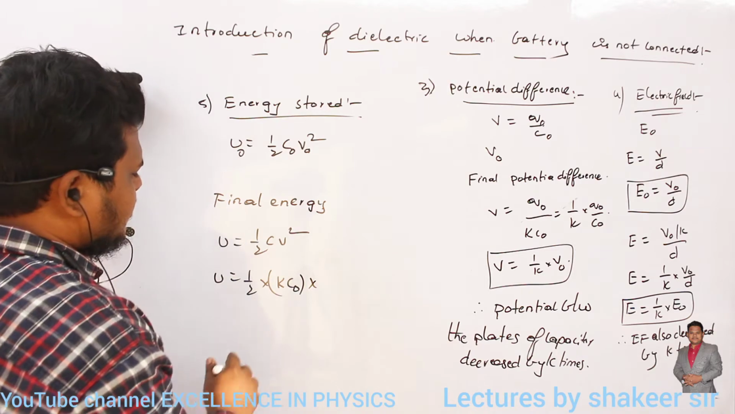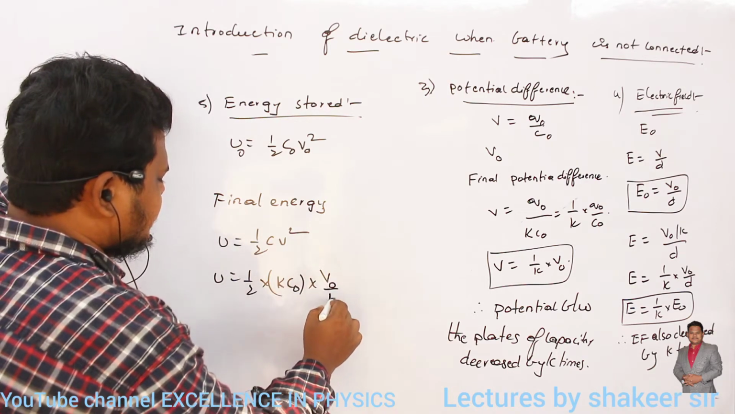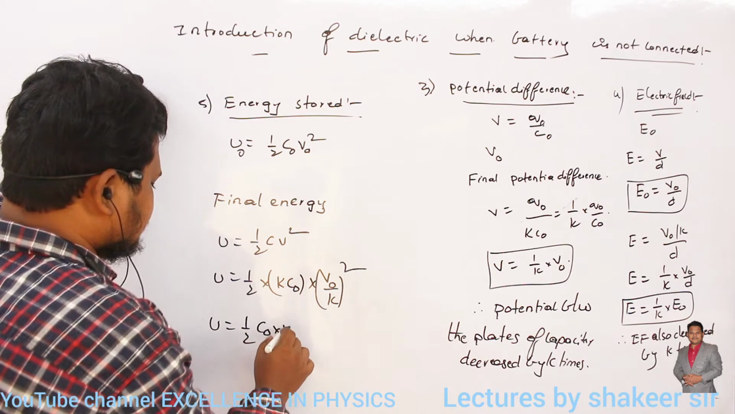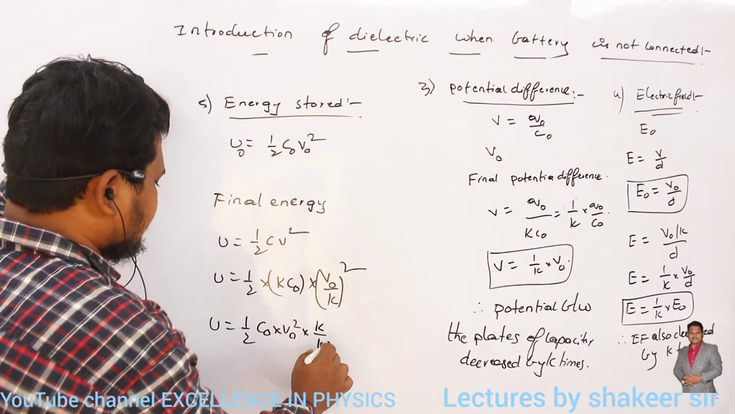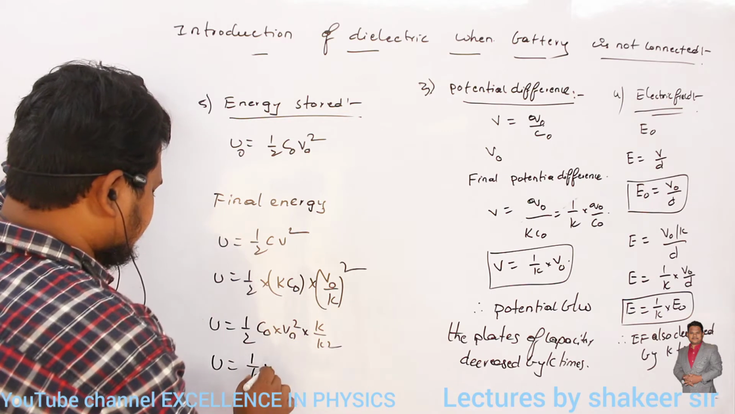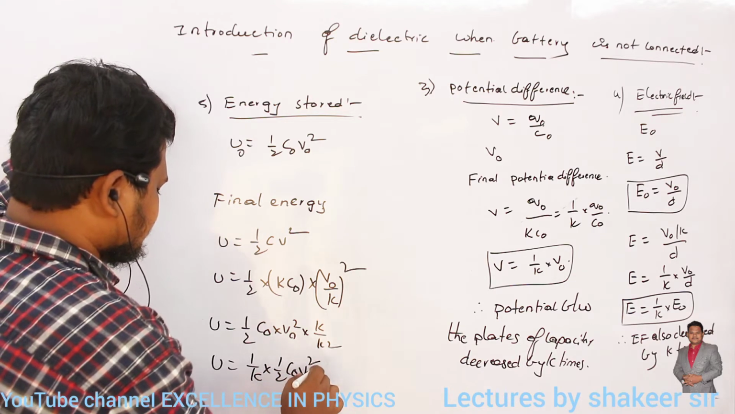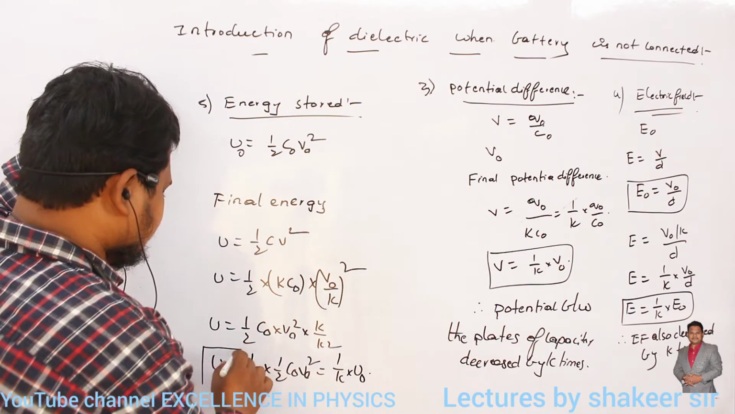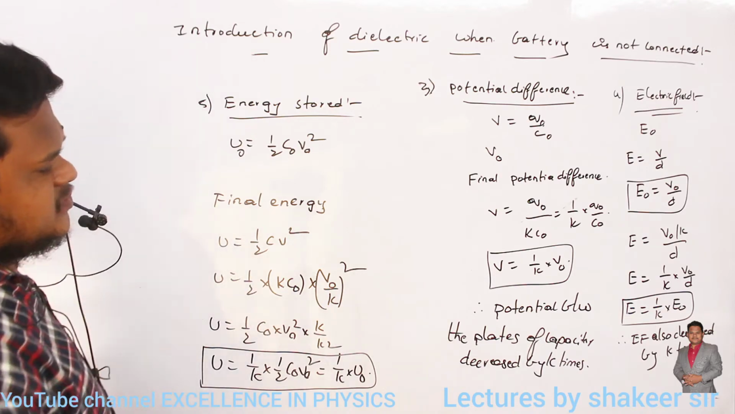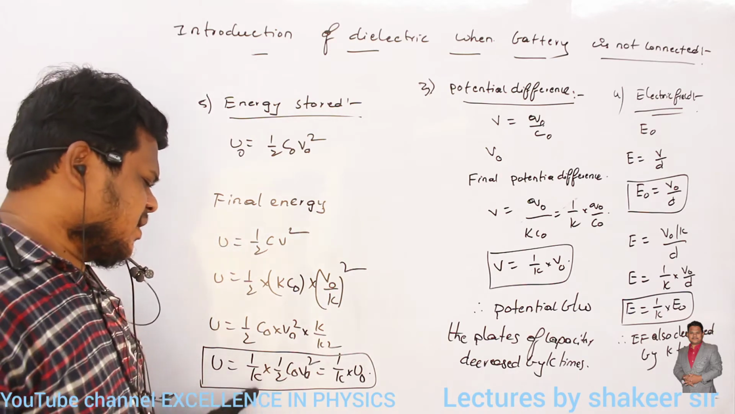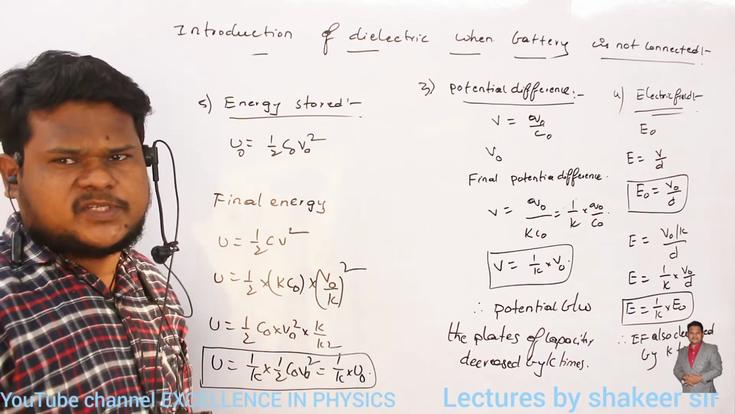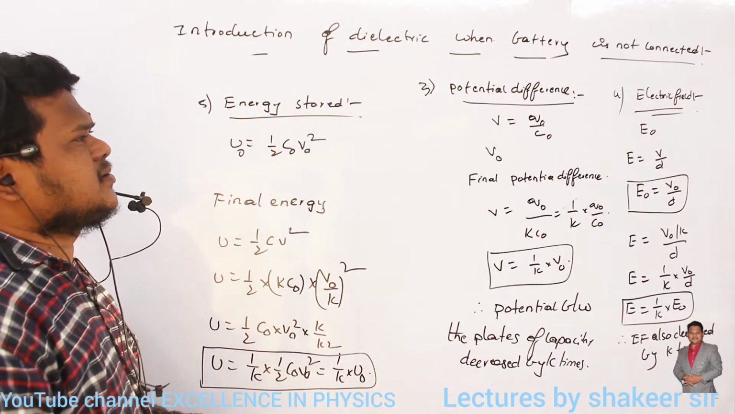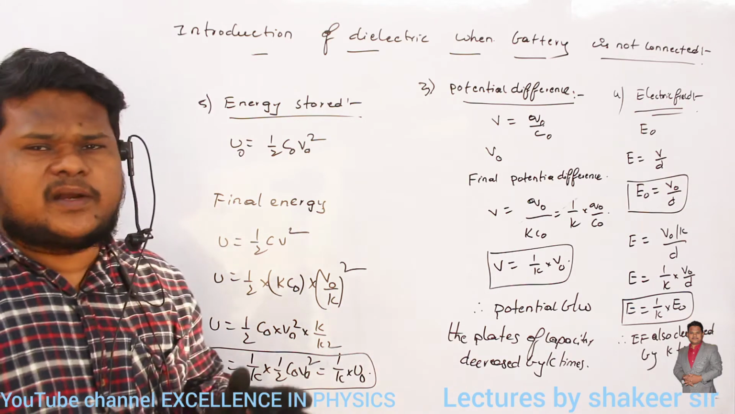When the battery is not connected, the potential difference decreases by K times, so V naught by K whole square. So it is half into C naught into V naught square into K divided by K square. So U is equal to 1 by K times half C naught V naught square, which is 1 by K times the initial energy stored in between the plates of the capacitor. Clear? So in this condition, the energy stored in between the plates of the capacitor has also reduced by K times. These are the different conditions which we have when a dielectric is introduced in between the plates of the capacitor when the battery is not connected.